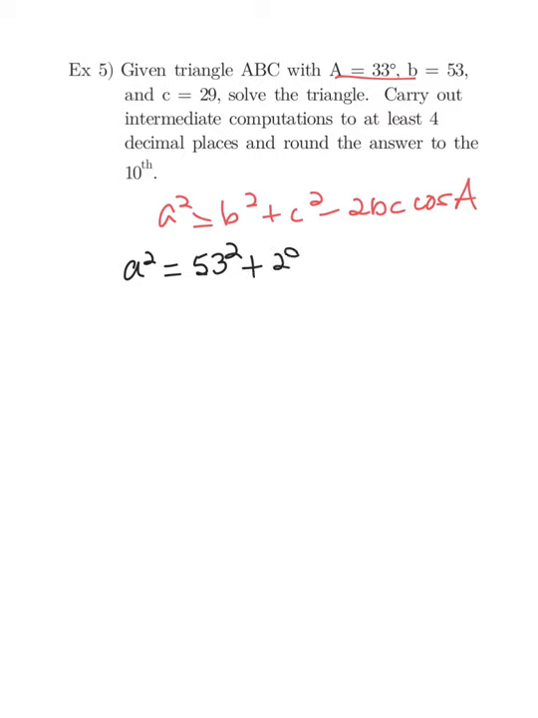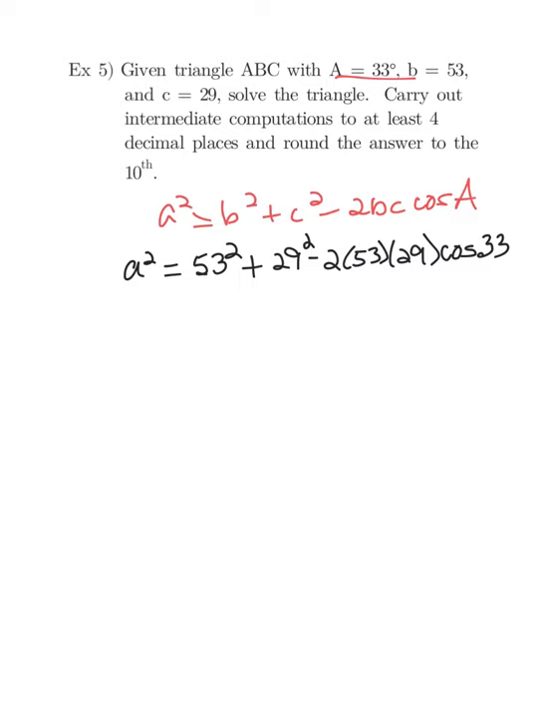Because we are given angle A, we must use the version that has the cosine of angle A in it. So the version that we will be using is a squared equals b squared plus c squared minus 2bc times the cosine of A. Putting all of our pieces into place, this will force us to find side A. So we'll set a squared equals 53 squared plus 29 squared minus 2 times 53 times 29 times the cosine of our angle A, which is 33.